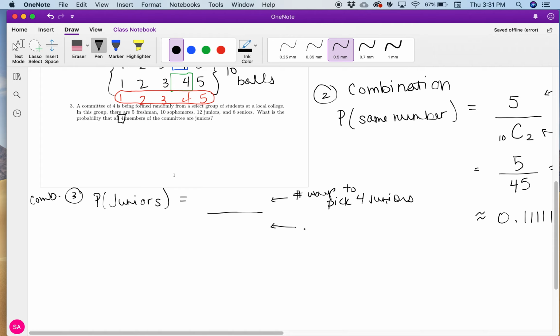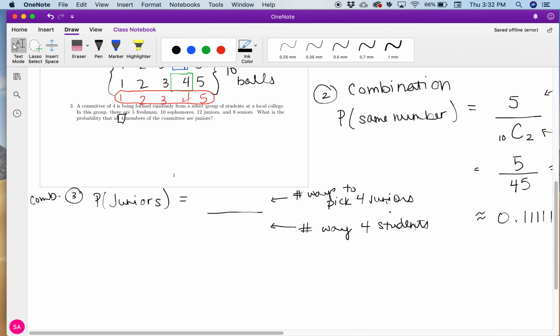But then on the bottom, it's just the total number of ways to pick those 4 students. It doesn't matter if they're juniors, sophomore, freshman, senior, whatever. So on top, we want the number of ways to pick 4 juniors. On the bottom, the number of ways to pick all 4 students.